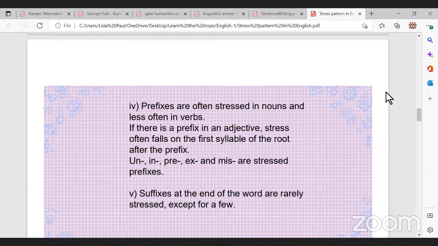Is it on un? It's not necessarily the case that it always falls on un. They just say that in nouns you could see the stress on the prefix, but not every time. In the case of unemployment, you don't have the stress on un. Because see, it's a derived word. What is the basic word?